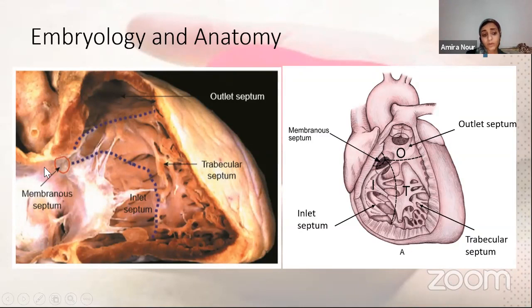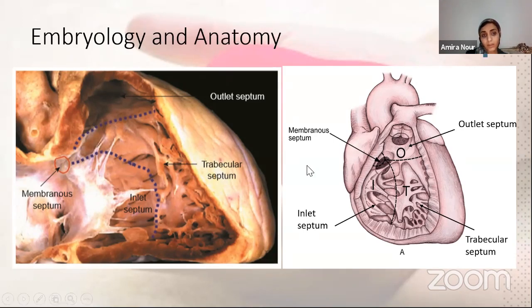Regarding the membranous part of the septum, it is formed from fusion of the endocardial cushion defect with the lower part of the interatrial septum, and the muscular part of the septum, actually, is formed from fusion of the trabecular part of the septum with the smooth inlet portion of the septum, and the fusion of the trabecular part of the septum with the smooth outlet portion of the right ventricle.